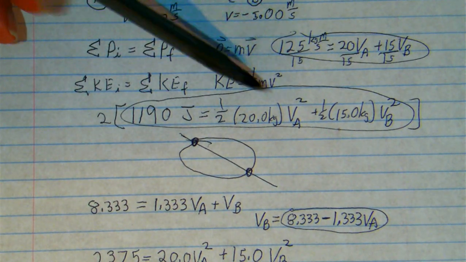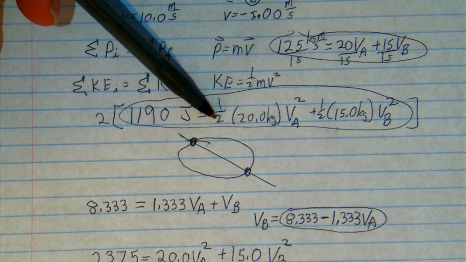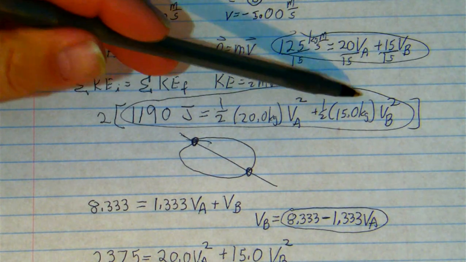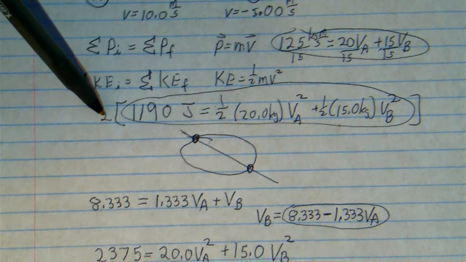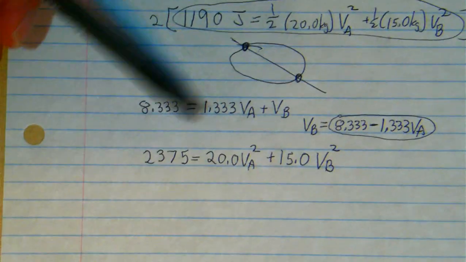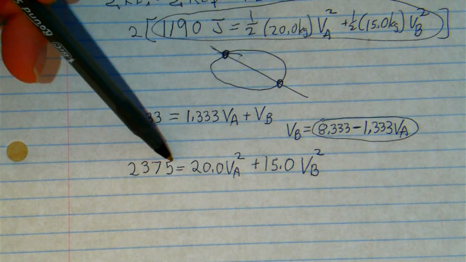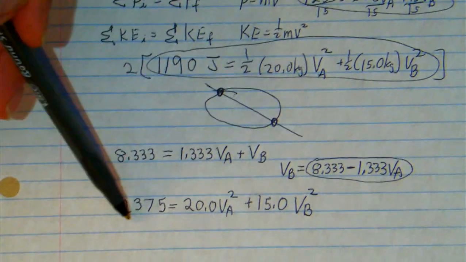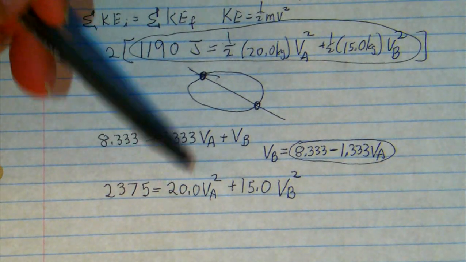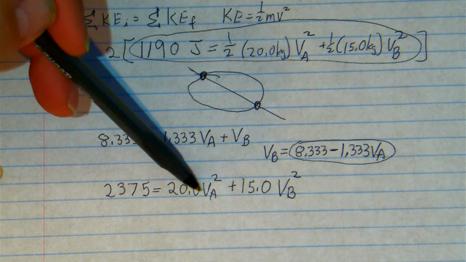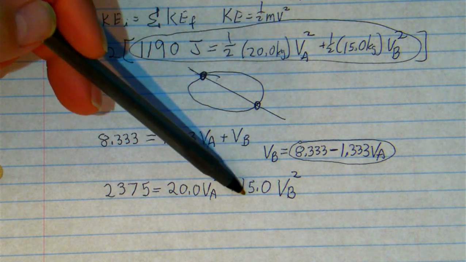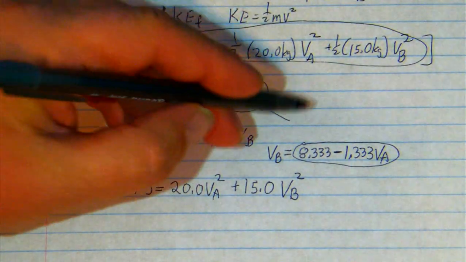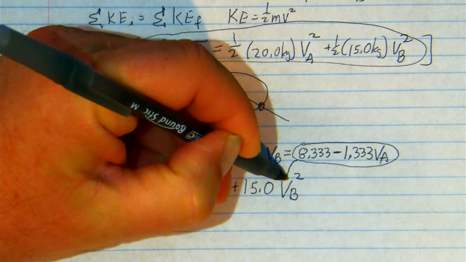Before I do that, I see I have a 1/2 here, a 1/2 there. I don't like those 1/2s, so I'm going to multiply the entire kinetic energy expression by 2. When I do that, I have 2,375, because I didn't round it before I doubled it, is equal to 20 VA squared plus 15 VB squared. I'm now ready to substitute this here.